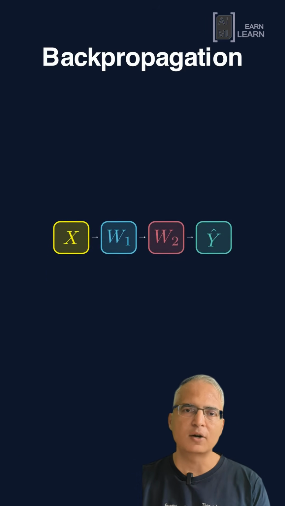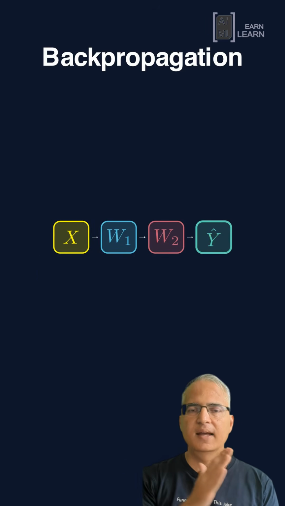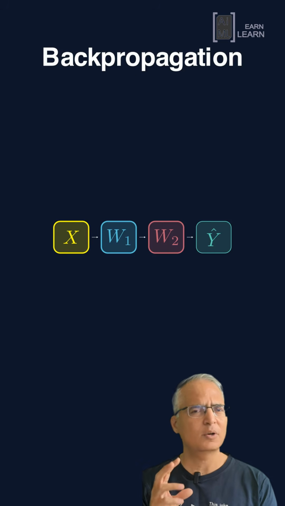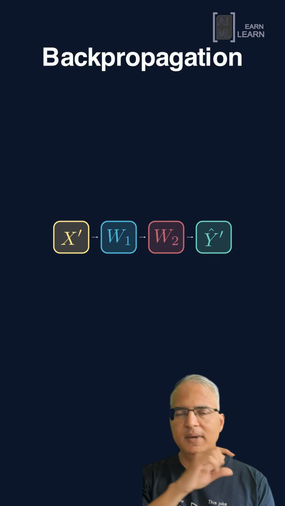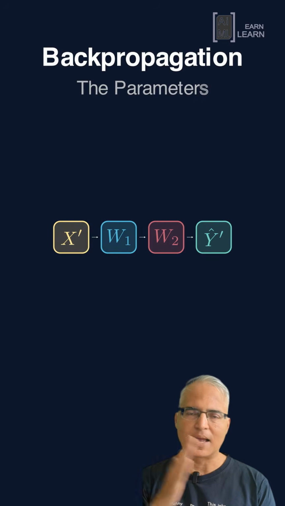That happens in what is called backpropagation. So if we start from the output, we propagate the error backwards. Actually, we don't propagate the error backwards. We propagate the gradient of the error with respect to all of these parameters backwards.